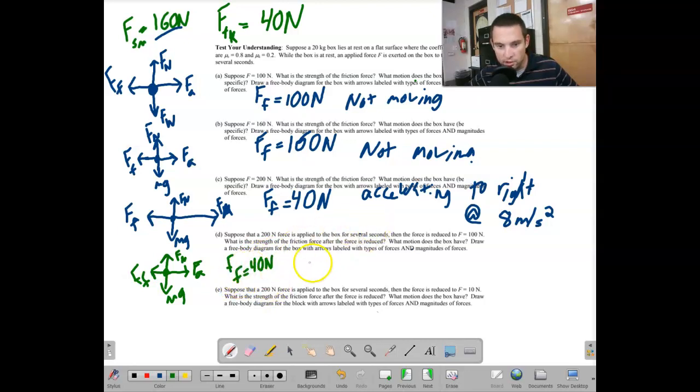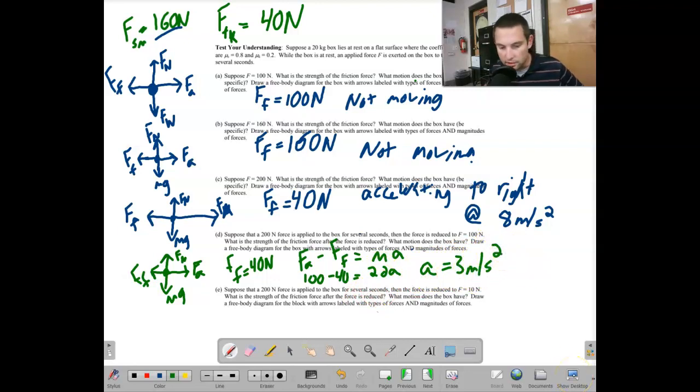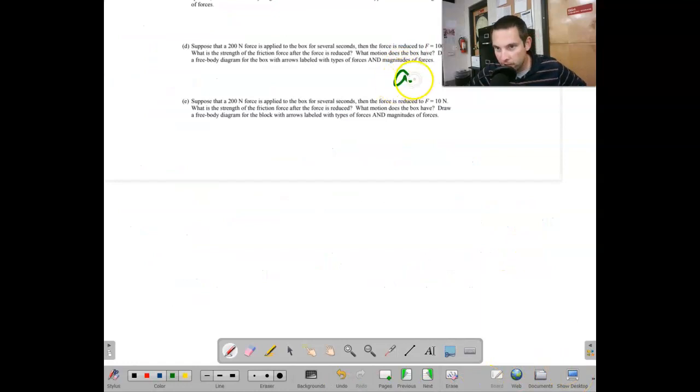And what motion does it have? Being specific, let's find out. The stuff that makes it go, we're still above 40 newtons for that applied force. So that applied force minus the stuff that holds it back, Ff, equals mass times acceleration. So Fa, in this instance, is 100 minus 40. So we have 60 equals 20A. 60 divided by 20, A equals 3 meters per second squared.